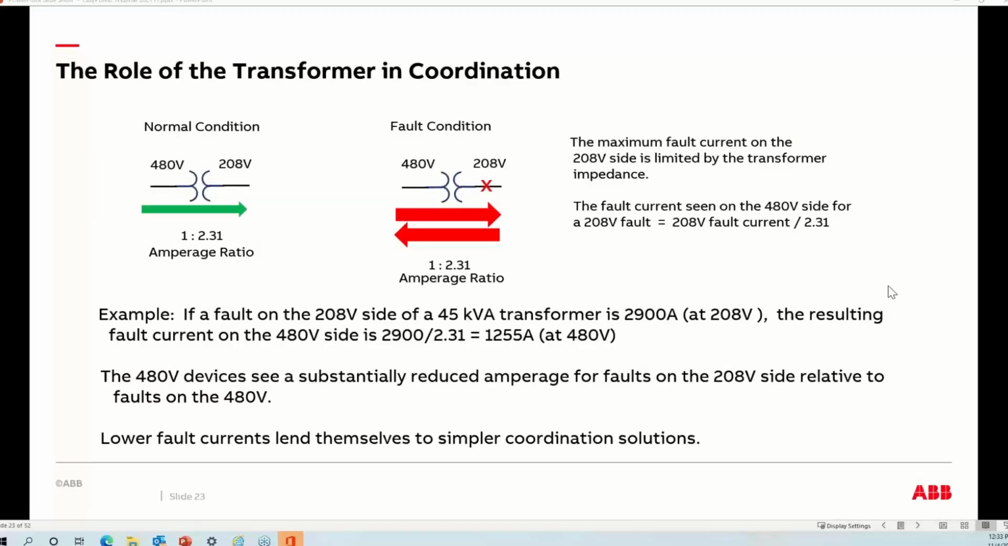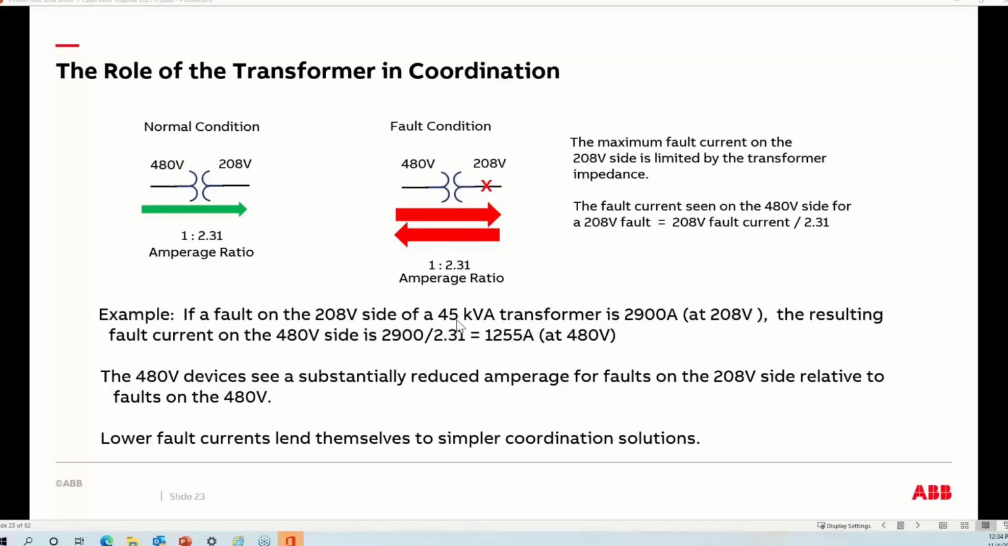So what's the role of the transformer in this? Well, the key aspects are, obviously, we have the transformation ratio, where we're dropping voltage but increasing the amperage. And when I have a fault on the 208 volt side, I still see less fault on the 480 volt side, and the fault current is limited because of the impedance of the transformer. So impedance is typically between 3.5 and maybe 5.5 or 6% on these types of transformers. That has a very specific effect.